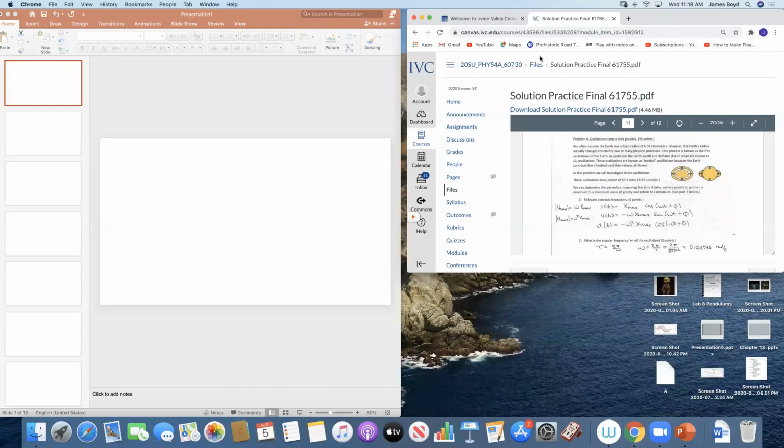Anyway, so tomorrow is our final. The final is going to be 6 problems. Of those 6, 1 will be on fluids, 1 will be on oscillations, 1 will be on gravity and orbits, and 1 will be on pendulums. And then the other 2 are cumulative.